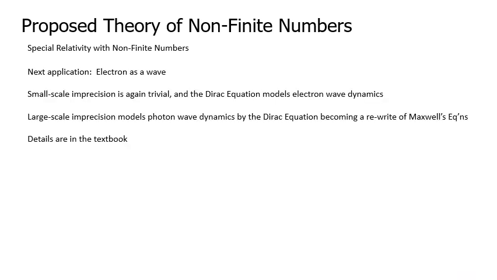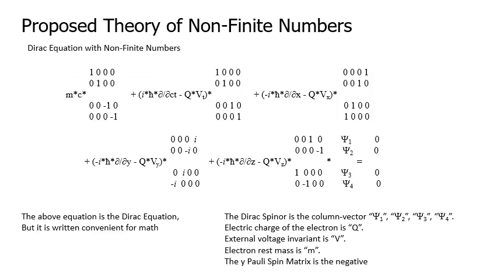An electron is modeled as a wave in the Dirac equation, and the same Lorentz transformation for adding large scale imprecision results in Maxwell's equations, which models wave dynamics of a photon. Details are in the textbook, and I'll flash the busy equations on the screen. This is the Dirac equation written as a math person would write it. The four Dirac spinor components are in the psi column vector on the lower right.